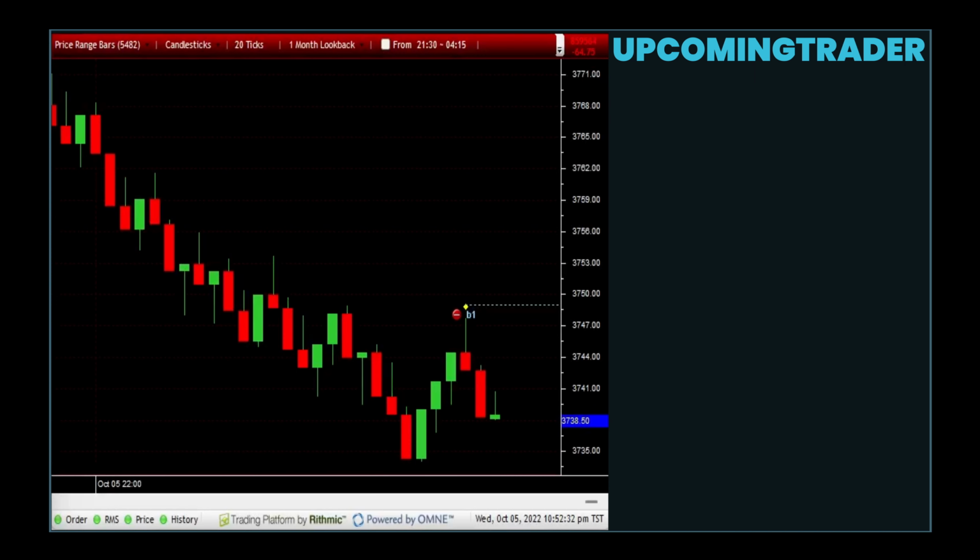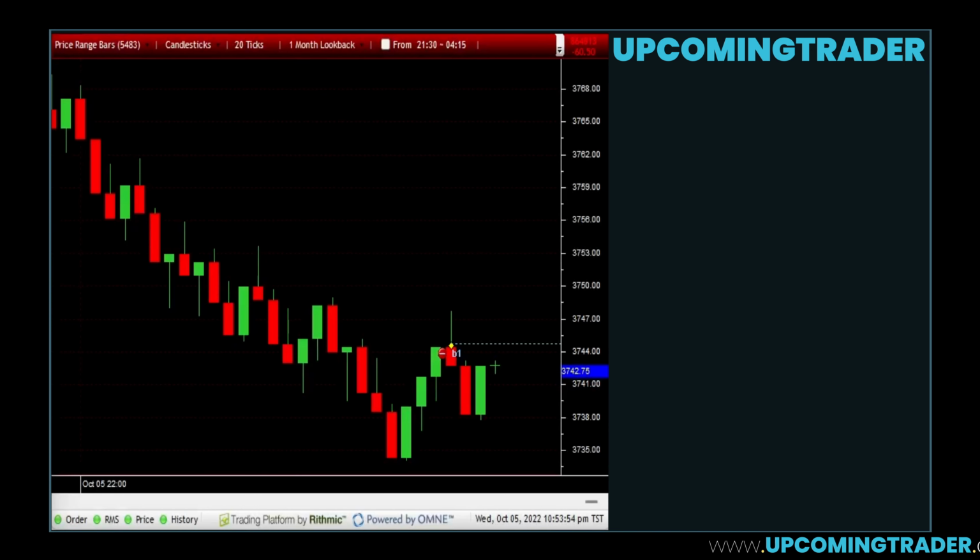Implementing a married put strategy involves owning or purchasing a stock that the investor wishes to protect, buying a put option with a strike price at or slightly below the current stock price. The expiration date of the put should align with the period during which protection is desired. Paying the premium required for the put option, which is the cost of the protection.